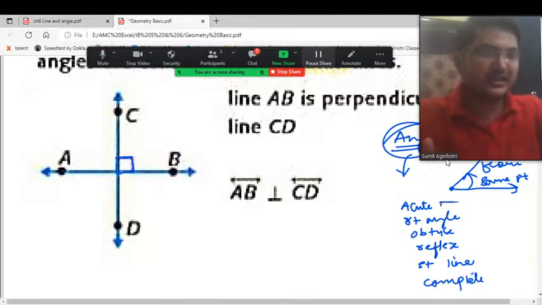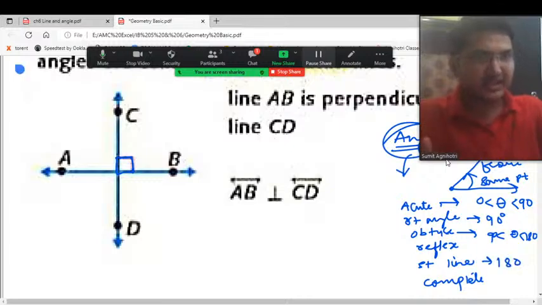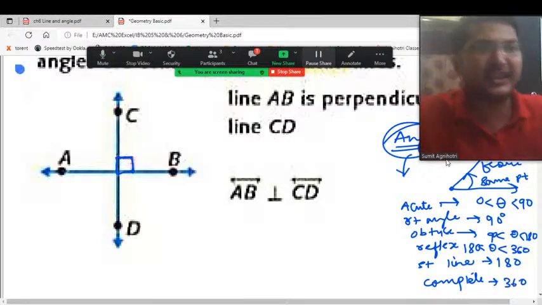Angle is represented using theta. If it is greater than 0 and less than 90, then it is acute. If it is exactly 90, it is right. If it is greater than 90 but less than 180, it is obtuse. If it is exactly 180, it is straight. If it is greater than 180 but less than 360, it is reflex. If it is exactly 360, it is a complete angle. Later on I will explain this angle in much detail.